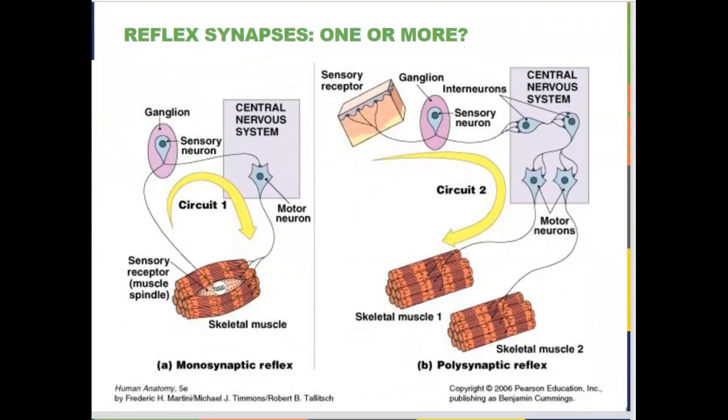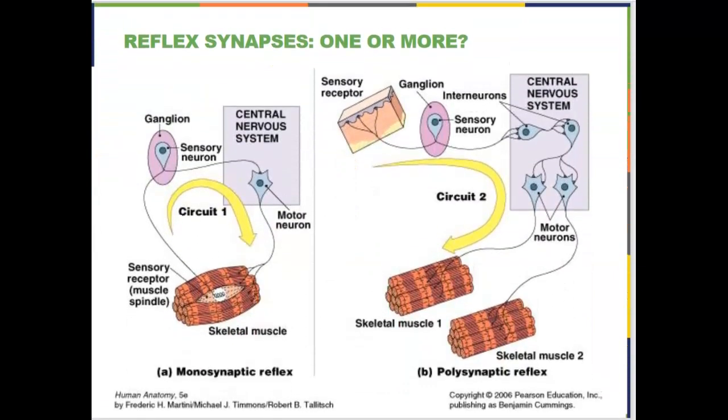So here are the synapses. In a monosynaptic reflex, in the muscle here, there's let's say a receptor that tells you something about the stretch of the muscle. It comes in, talks to the sensory ganglia, which talks to the motor neuron and causes the motor neuron to tell the muscle to contract.